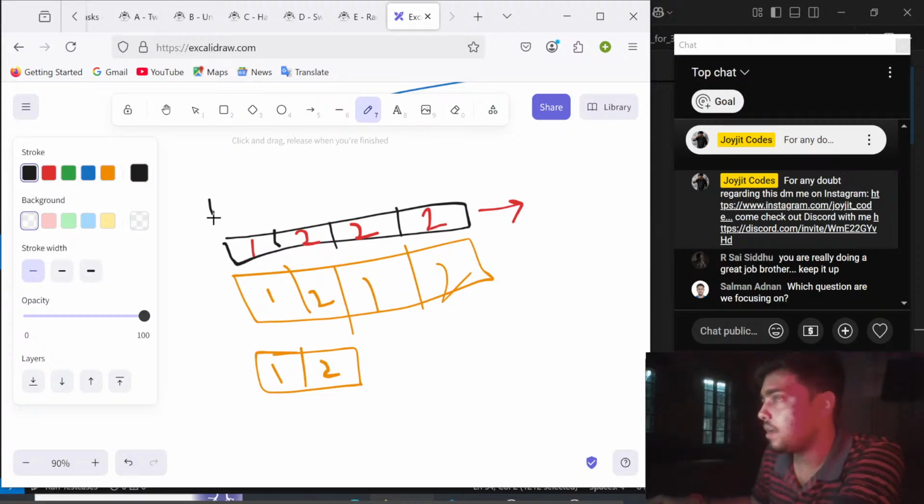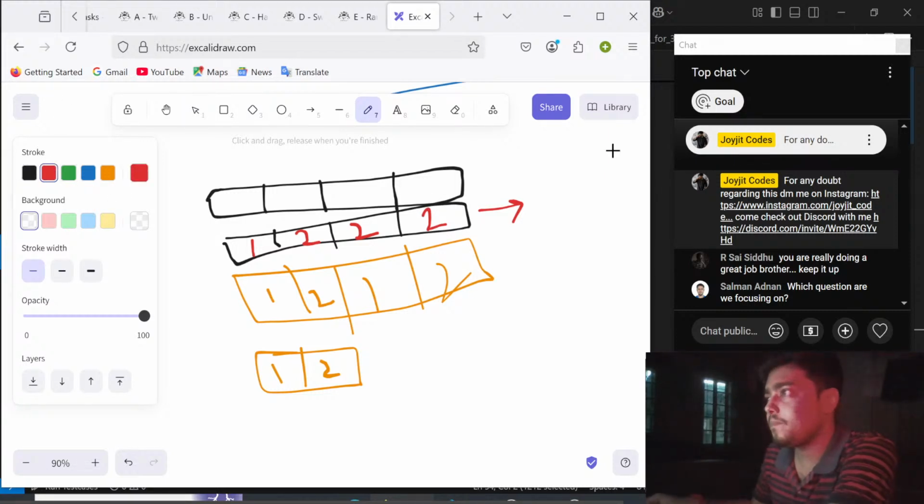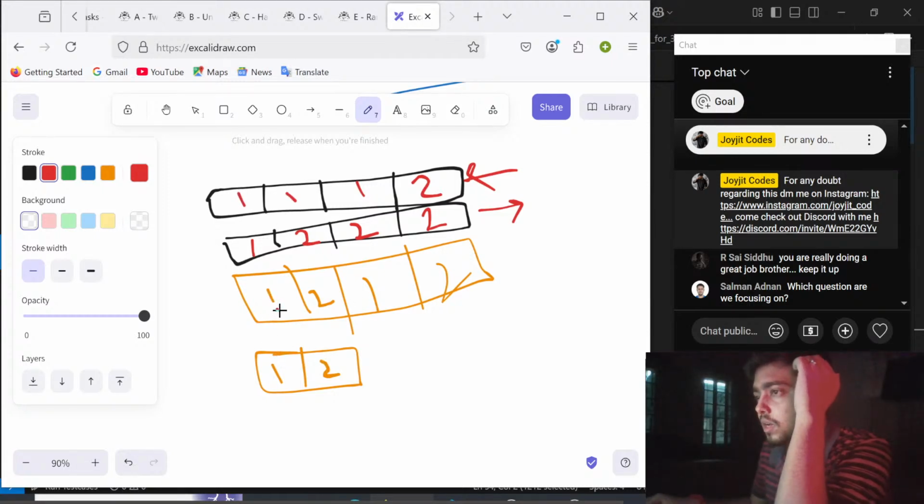Now let's say there is another array which is going to move from right to left. Now see, 2 and 2 matches, right? 2 and 2 matches, which makes this 2. Now 1 and 1 matches, which makes it 1. And then we don't have to match anything. So it becomes 1, 1. So 1 and 2, this is a subsequence 1 and 2. This is a subsequence 1 and 2. This is a subsequence 1 and 2.